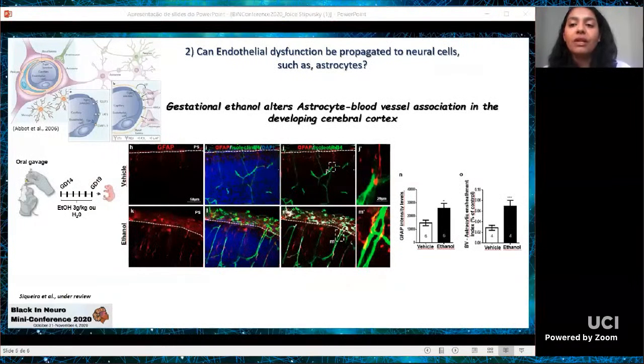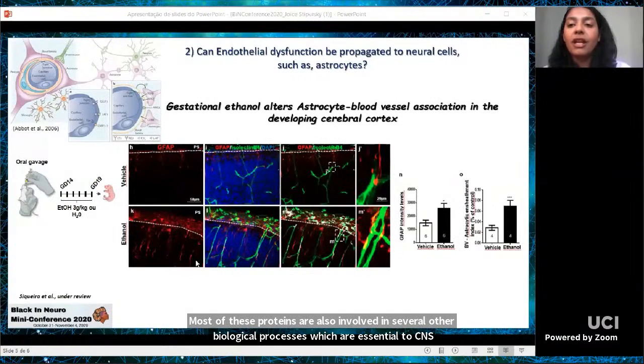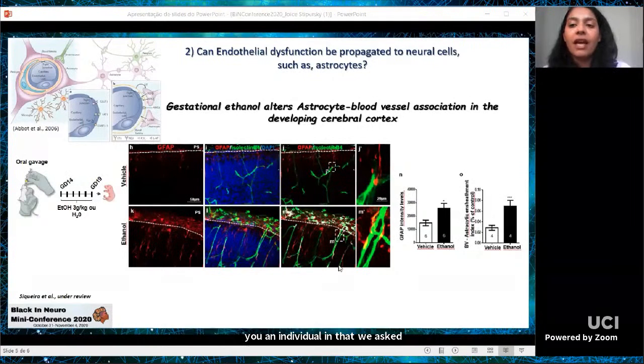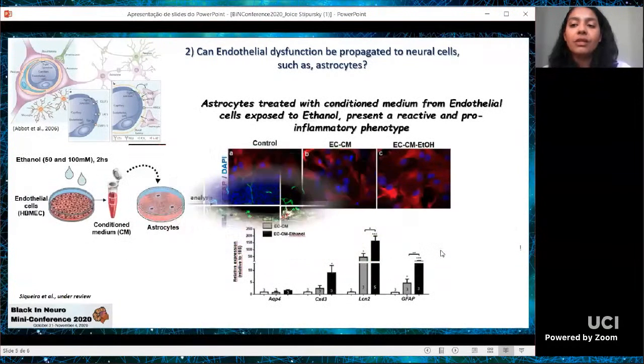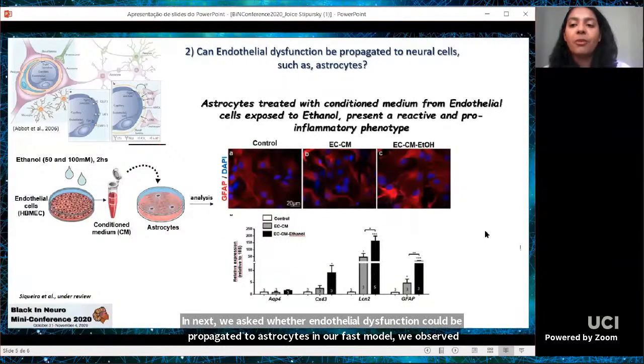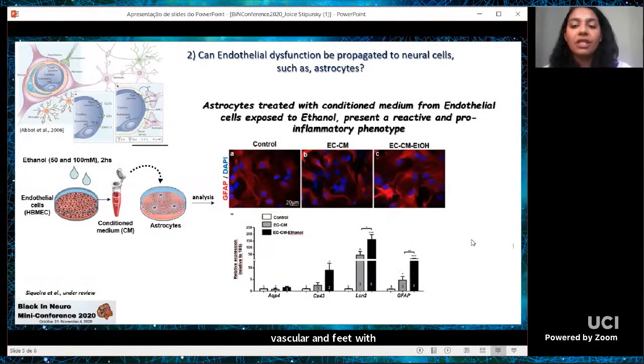astrocytes. In our FAS model, we observed an increase in the expression of GFAP, an astrocyte marker, and the association of perivascular astrocytes with blood vessels was also altered, suggesting an abnormal development of the BBB. In fact, treatment of murine cortical astrocyte cultures with a conditioned medium from endothelial cells previously exposed to ethanol induced the expression of genes involved with BBB function and glial reactivity, such as aquaporin, connexin 43, lipocalin 2, and GFAP, shown by the black bars here.